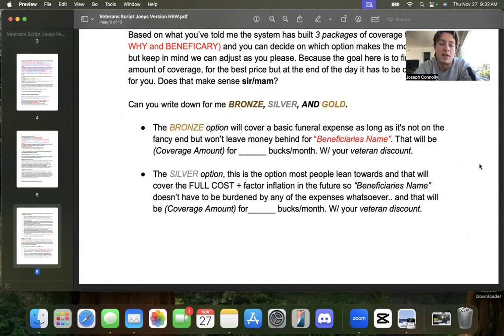All right. And then next will be the silver option. The silver option is the one I see most people lean towards, and that would cover the full cost of the burial and factor in inflation in the future. So Janice isn't burdened by any expenses whatsoever. That would be a coverage amount of $15,000 with $30,000 of accidental coverage. And that would be $100 a month with your veterans discount.